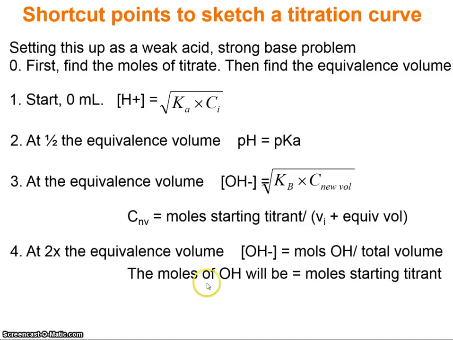So the moles of OH added will be twice the moles of weak acid that I started with, because I'm adding in twice as many hydroxide ion moles. So the first equivalent went to neutralizing, and then the second equivalent is all just pure extra OH. Right? I can do something similar with a weak base as my titrate and a strong acid as my titrant. Let's look at that real quick.